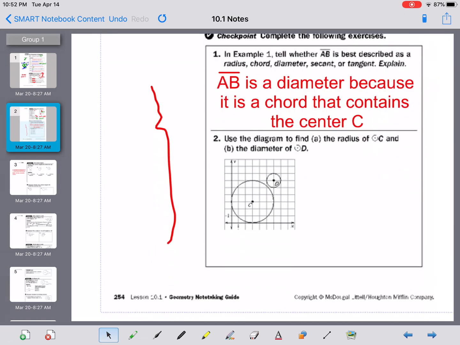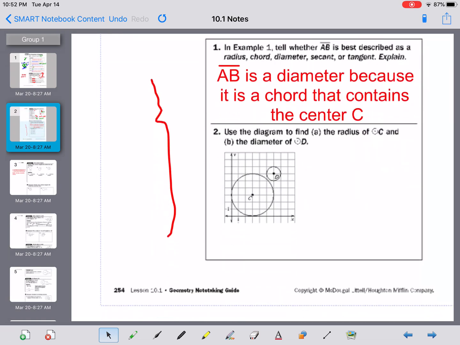All right, so it comes back on number 1 here, and it says, looking at example 1, and that was on the first page, and it says segment AB. Just to give you a quick reminder, in the circle of page 1 there, A was at the top of the circle, B was exactly at the bottom, and just so you know, it happened to go right through C.